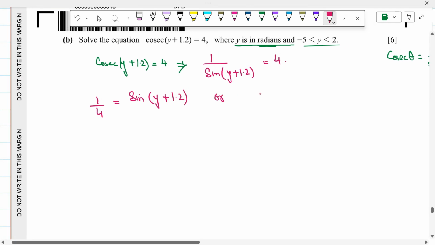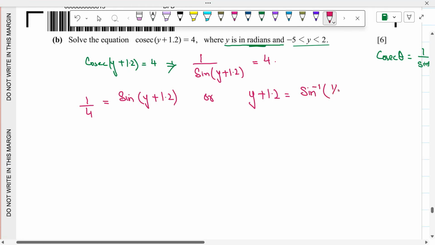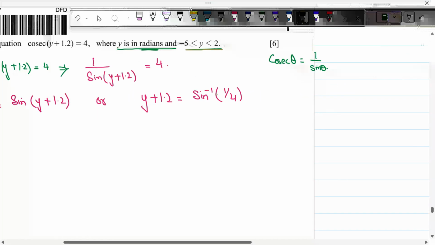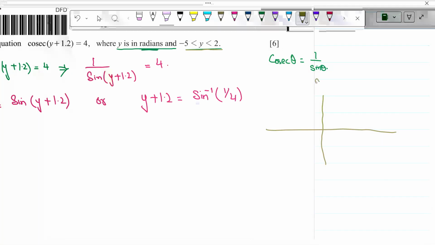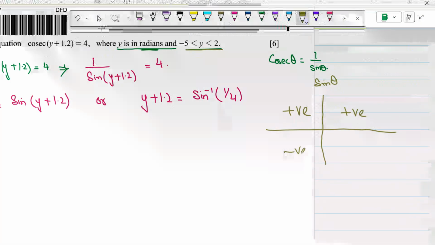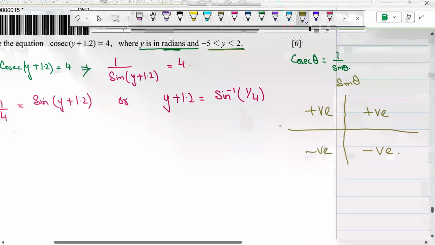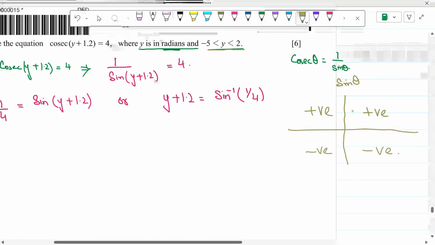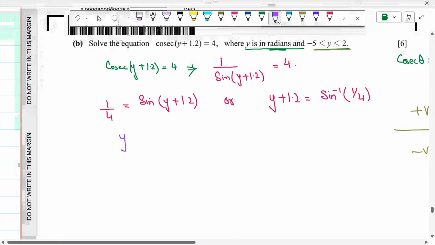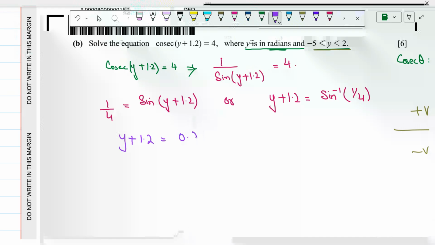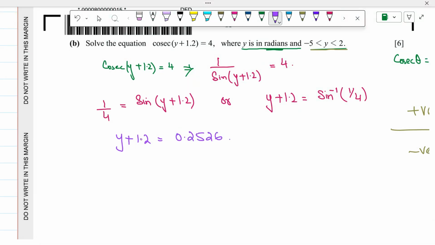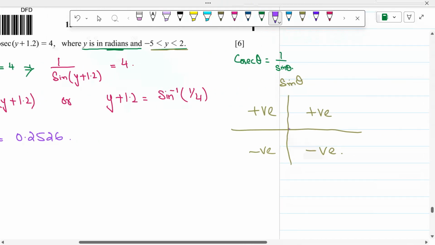Or you can say that y plus 1.2 is equal to sine inverse of 1 by 4. And we also know that sine of theta is positive in the first and second quadrant and negative in the third and fourth quadrant. So this value of sine should lie in the first and second quadrant. So y plus 1.2 is equal to sine inverse of 1 by 4, which is 0.2526. Now this angle belongs to the first quadrant.